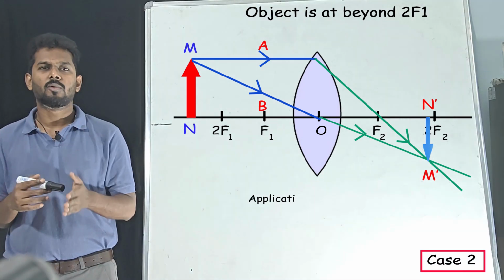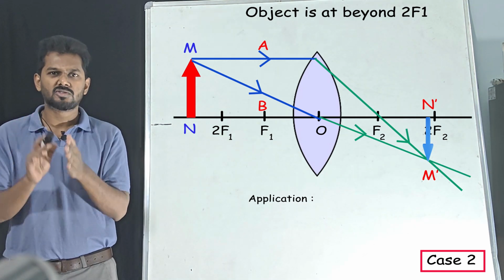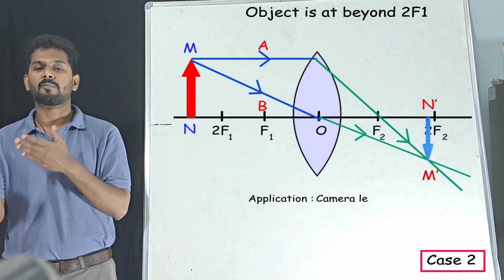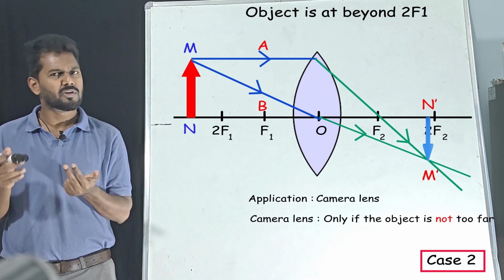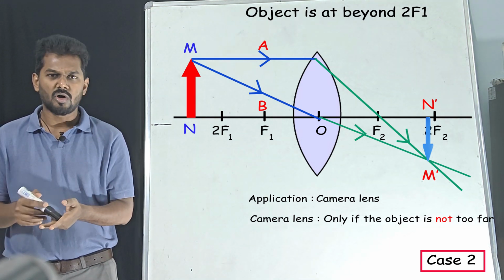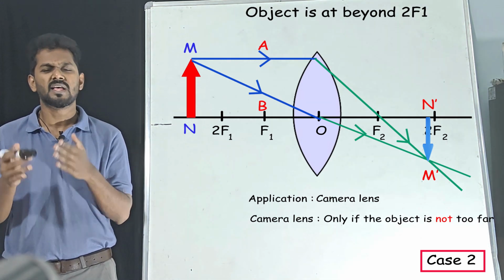That's it. Now we'll talk about the application of case 2. It is also very simple. It is used as a camera lens. In case 1 also we used it as a camera lens. In case 2 also, we are going to use it as a camera lens.